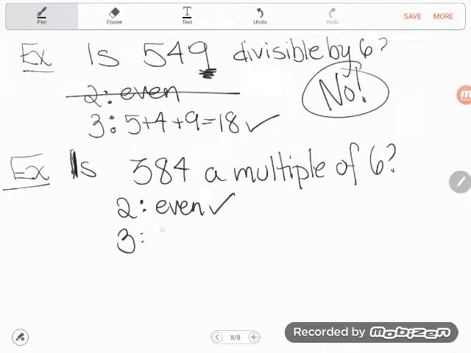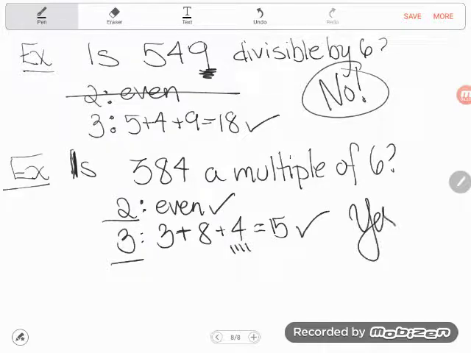It also must pass the 3 divisibility test for 3's. So let me add up these digits. 3 plus 8 is 11, 12, 13, 14, 15. I get 15. Is 15 on the 3 times tables? Check. It sure is. So guess what? This passed the divisibility test for 2's and for 3's. Is 384 a multiple of 6? Why, yes, it sure is.